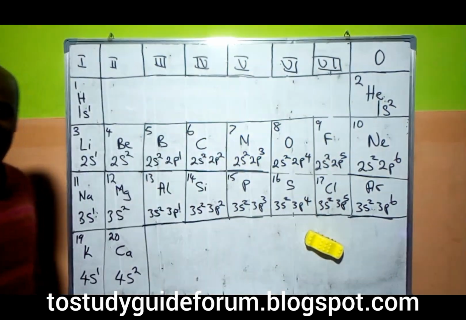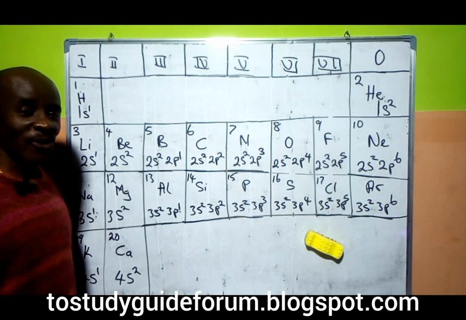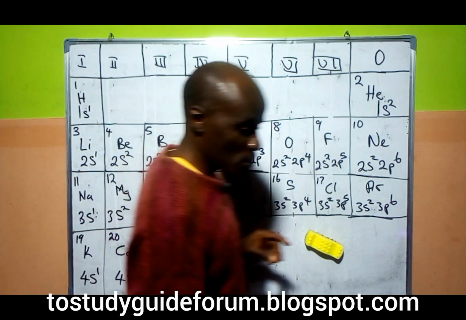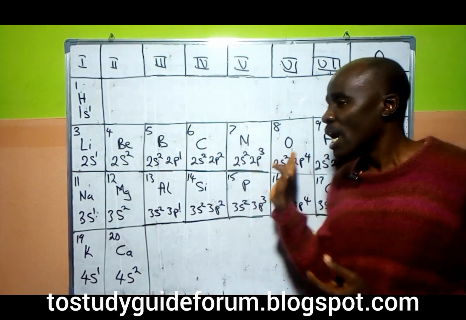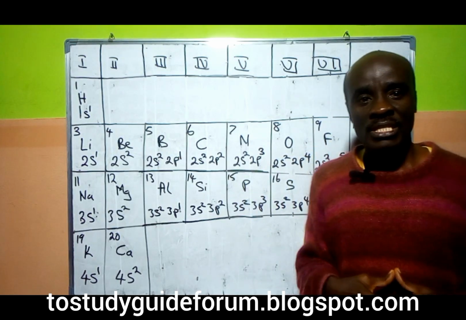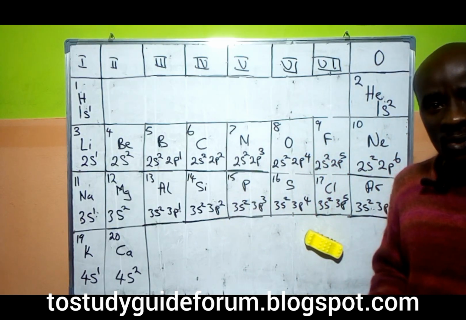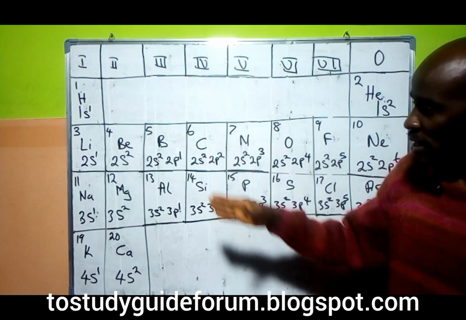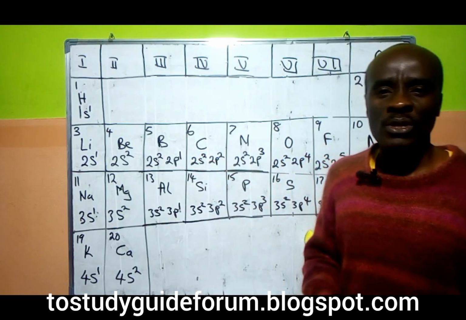Now in the next class we are going to be looking into this in details, and in that class we'll be able to know how the force of attraction, the nuclear charge, the attractive force of the nucleus helped to make this possible, and the screening effect of the electrons, how it makes all these things possible.